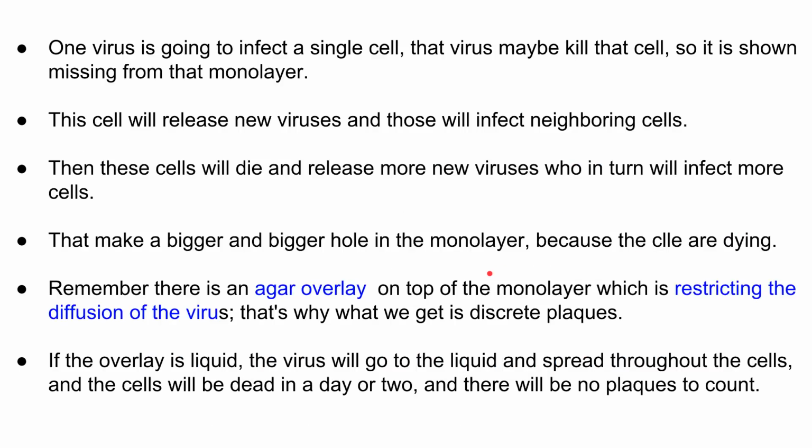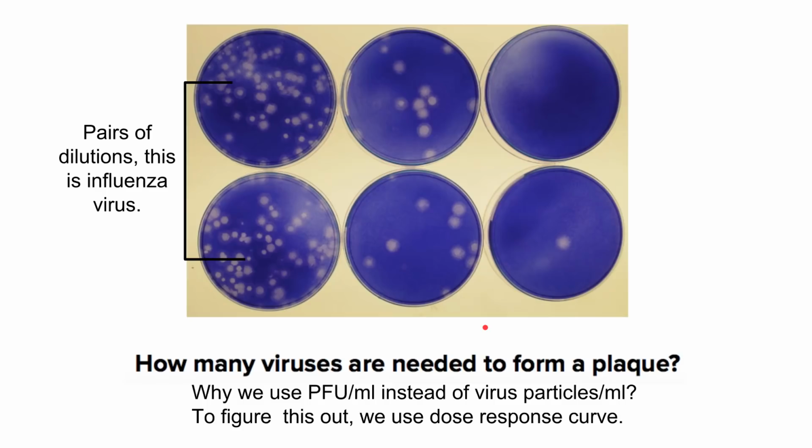فريمبر هايلايت البوينت هاي لأنها ما تدخل على البوينت اللي بعديها. الأجار overlay on top of the monolayer is restricting the diffusion of the virus. That's why we have discrete plaques. Now if you look على هاي الصورة you understand what it means صح؟ At this point بتعرفوا شو اللي عم بصير هون.